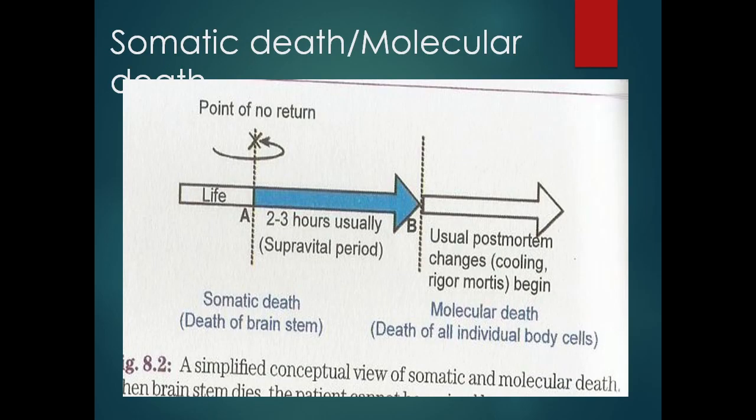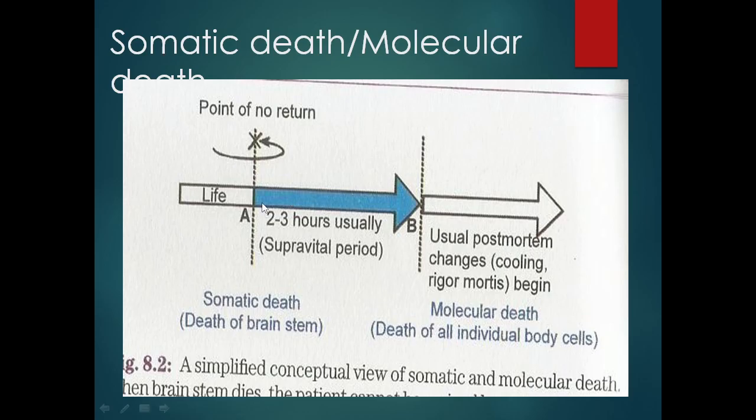Now this is the simplified conceptual view of somatic and molecular death. You are finding here, this is the life, and here occurred the somatic death. There is permanent cessation of circulation, respiration and brain function. So here is the permanent irreversible cessation. This is the point of no return. This is the somatic death, and here is the point where the clinician certifies the somatic death.